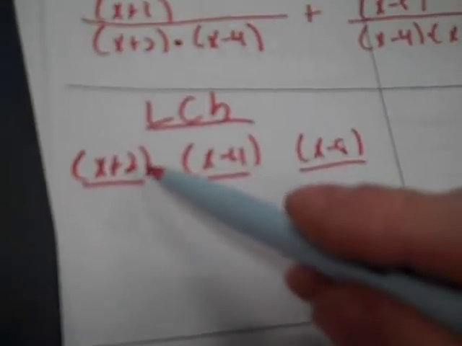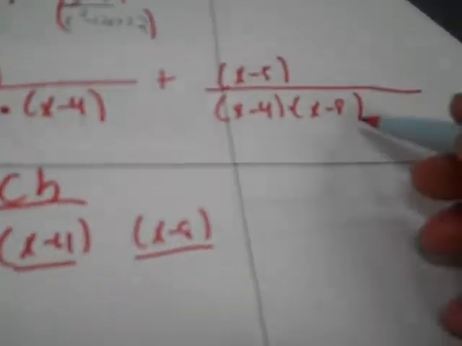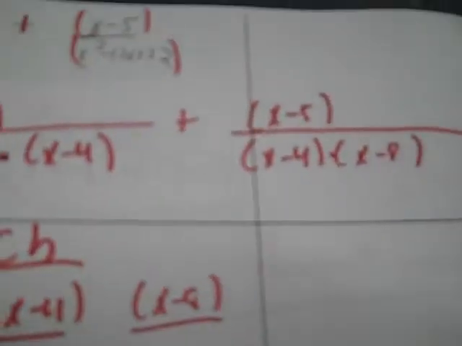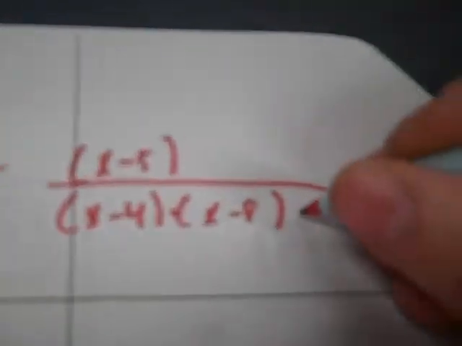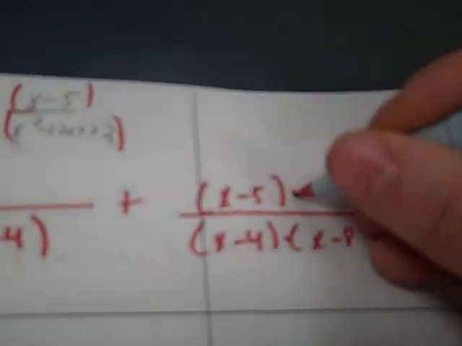Okay, now, not looking at the tops, just the bottoms. How many x plus 2's do I have here on the bottom? 1. How many here on the bottom? 0. We need to make it so they both have 1. So that already has its 1. So I multiply by the parentheses x plus 2, and then I multiply up here by x plus 2.